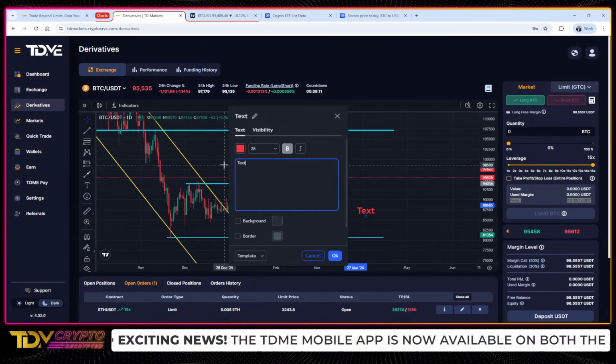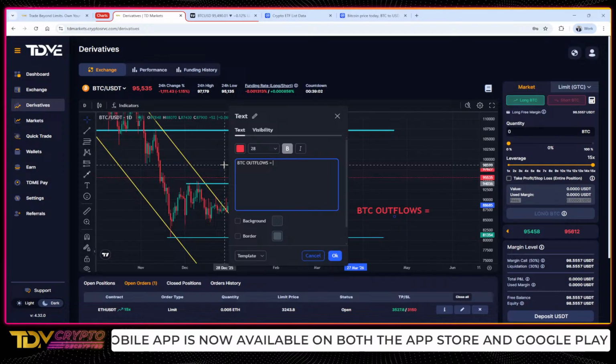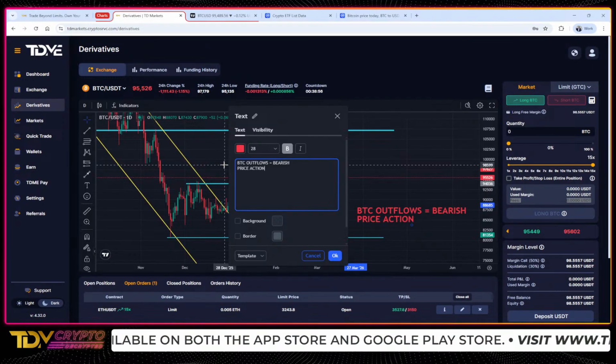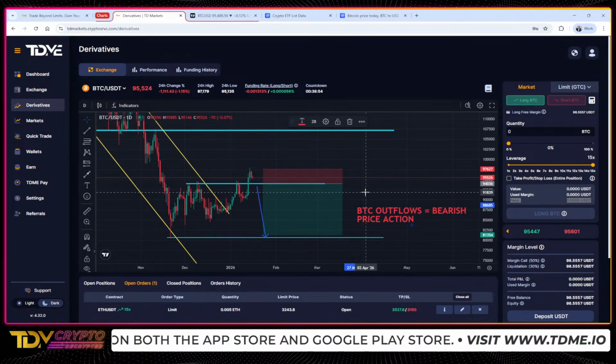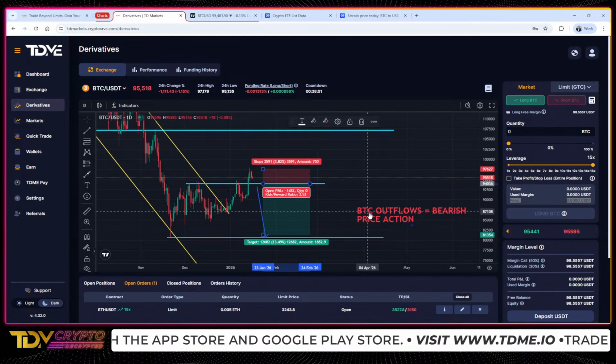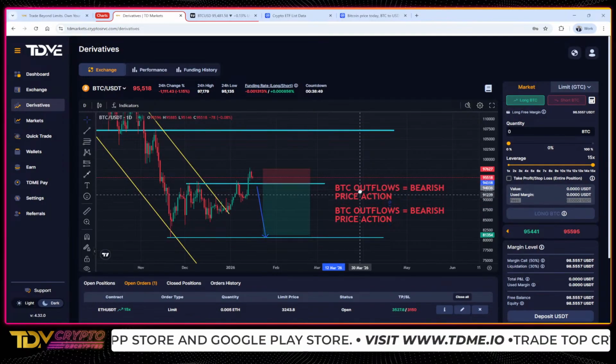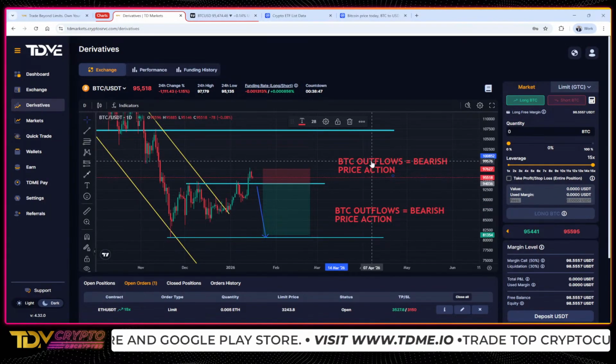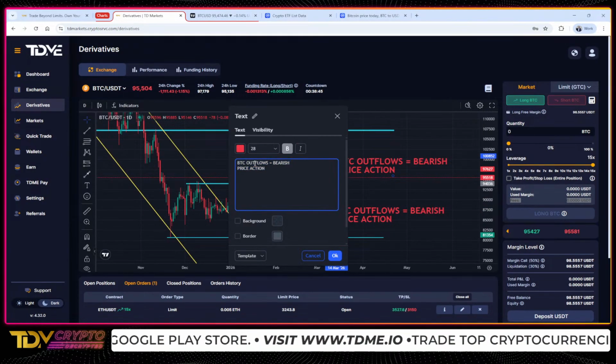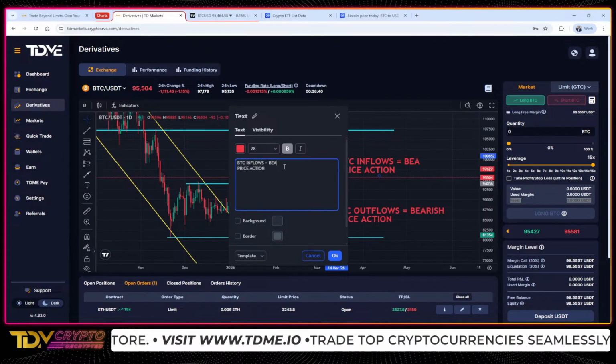There we go. So BTC outflows equals bearish price action. Bearish price action, right? So this is where now we're gonna look for that. But BTC inflows, bullish price action. Bullish price action.